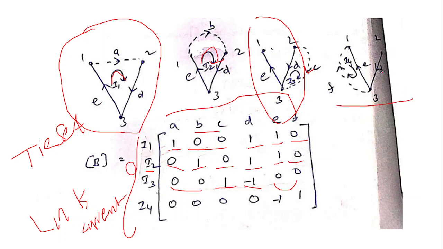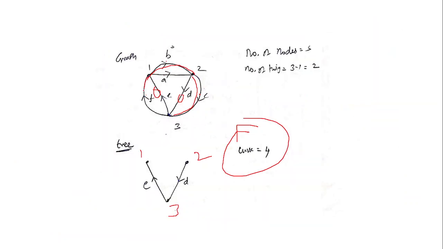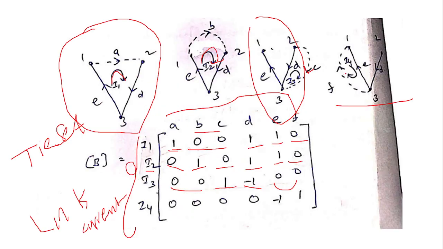Next, the last. I am going to consider the last link, this link. So ignore the remaining links. So here also I have only two branches. Now I4 is drawn based on the direction of the F. Link current I4 is drawn based on the direction of the link current F.